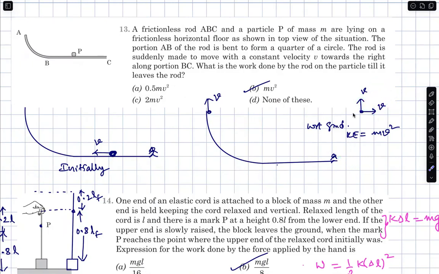So totally, what is the kinetic energy? Half m (vx square plus vy square), which is half m (v square plus v square). Total kinetic energy is half m (v square plus v square), which is nothing but m v square. Any doubts?